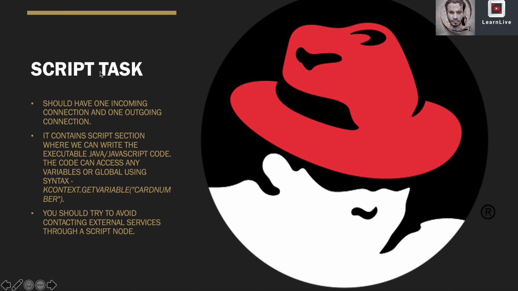So what is a script task? Script tasks should have one incoming connection and one outgoing connection. I will show you what the meaning of connection is here. It contains a script section, where we can write executable Java code or JavaScript code, or in the latest version we also have MVEL code, which we can write there. The code can access any variables or globals using this syntax. For accessing any variable that we have inside this business process, we can use kcontext.getVariable, and within the double inverted commas we can put our variable name.